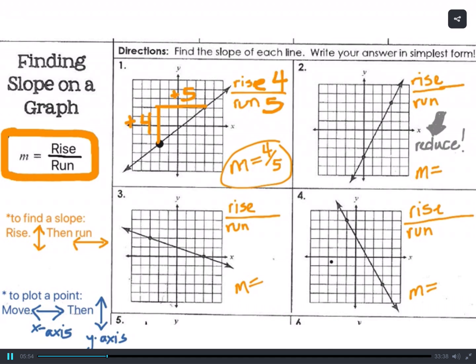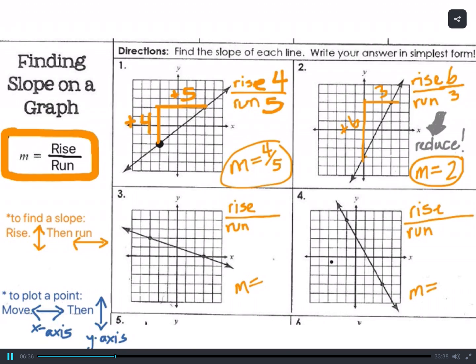Let's look at example number 2. I'm going to start with the point that's on the left, and it's right there, and I'm going to count up how many spaces is that. 1, 2, 3, 4, 5, 6. Okay, so I rise 6, and then I run 3, and then I've got this sign here that says reduce. 6 divided by 3 is 2. And that is my final answer. If my slope simplifies to a whole number, it's okay to just leave it as that whole number. You do not have to keep it as a fraction.